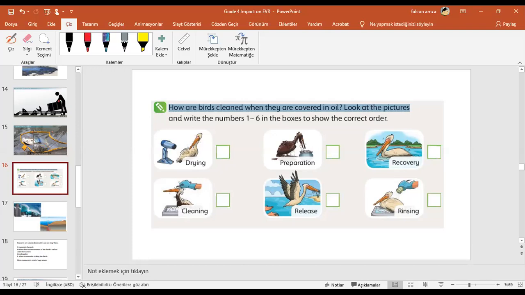On page 83, open please. You will write the numbers. Last lesson, we did it. Now, Saleh, can you say the numbers for us? Number one is preparation, prepare to clean. Number two is rinsing. Number three, cleaning. Number four, drying. Number five, recovery. And number six, then they release. Wonderful, you listened well.